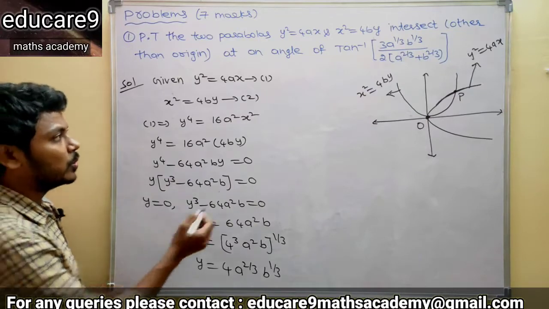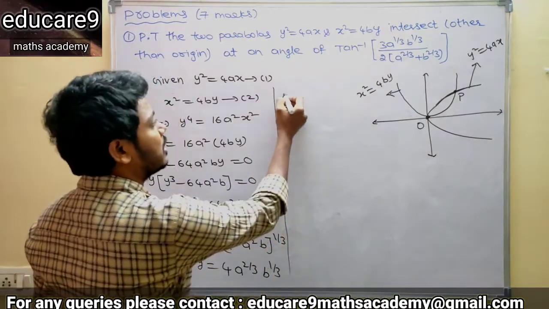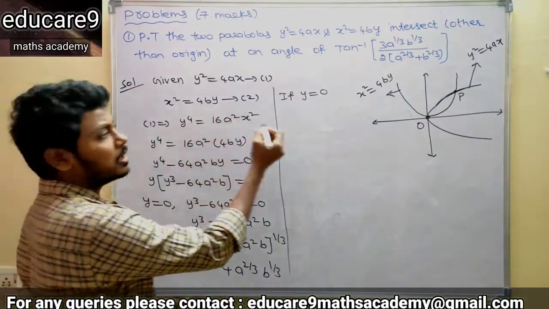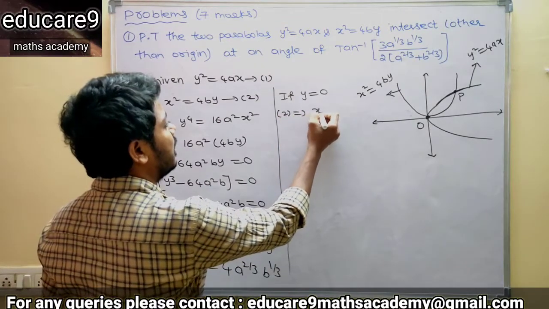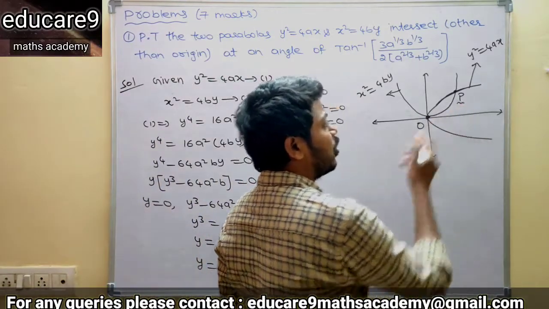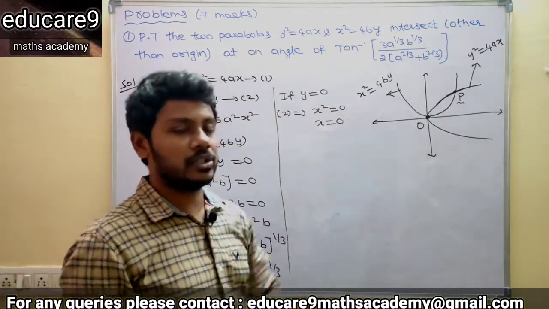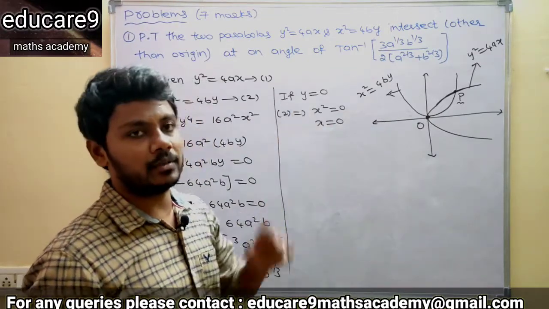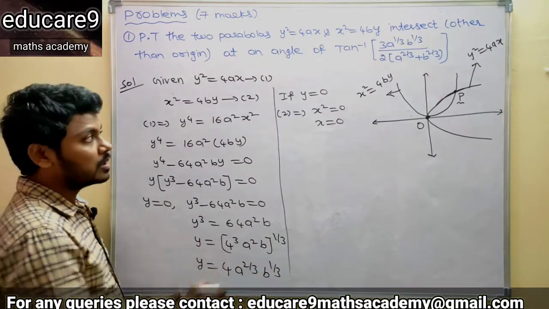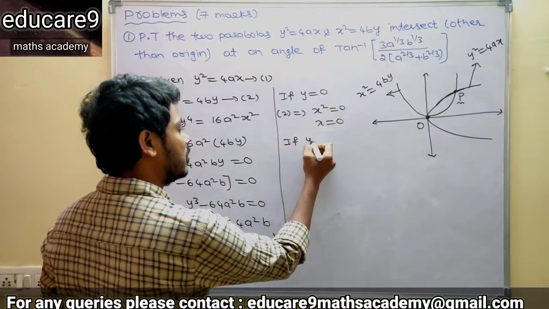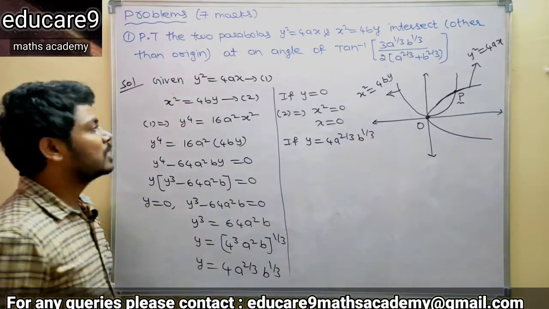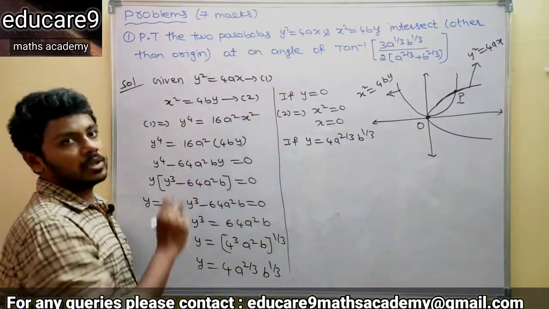If y is equals to 0, see here, from equation 2, x square is equals to 0, x is equals to 0. But you need to find the point of intersection of two curves other than origin. Okay. So no need to find this point. Now see here, second case, y is equal to 4a power 2 by 3, b power 1 by 3. So substitute this y value in equation 2.